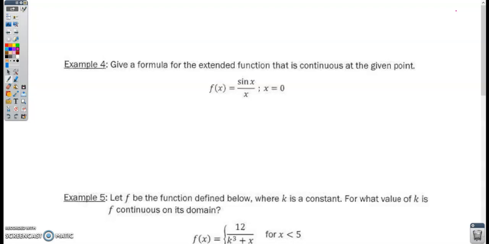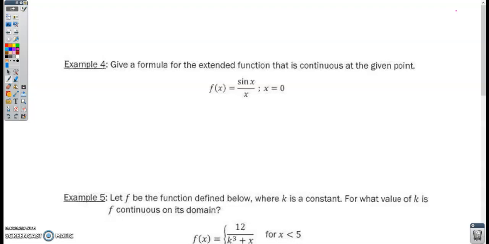Alright, welcome back everybody. This is the second video from Unit 1, Section 13 of AP Calculus, removing discontinuities. In this video we're going to look at three more examples of the kinds of problems that you might encounter. If you saw the first video, you should have an idea of what it means to give a formula for the extended function that's continuous at the given point.